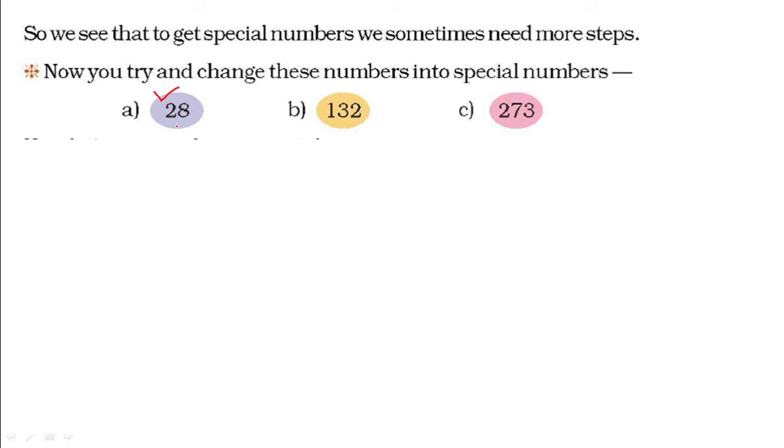Write me in the comment box what is the special number out of this 28. I will make from 132. Let us have 132. Is it a special number? No. So what we have to do? We have to reverse the digits. 2, 3, 1. Is it a special number? No. Then add this. 2 plus 1, 3. 3 plus 3, 6. 1 plus 2, 3. Is it a special number? Yes. 3, 6, 3.